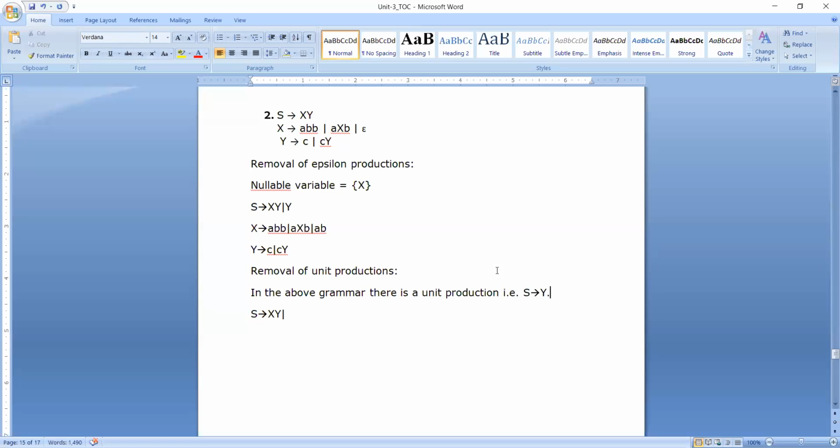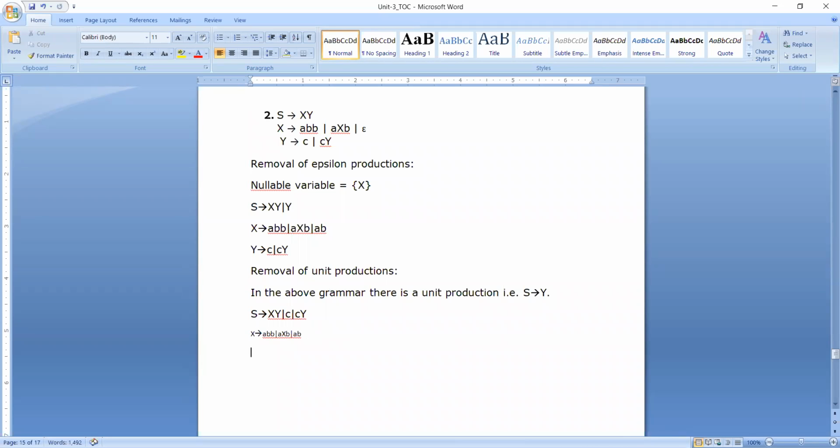S derives to Y. Now in the place of Y, we need to replace it with its equivalent production. What is that? C or cY. Understand? Then what about X productions? We have X productions: small a b b or aXb, aXb or ab. So we don't have anything to do with this one.